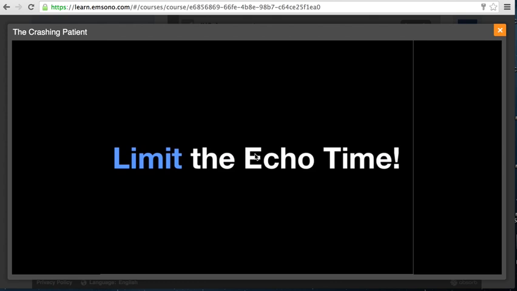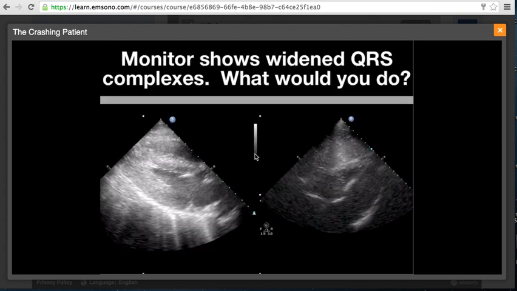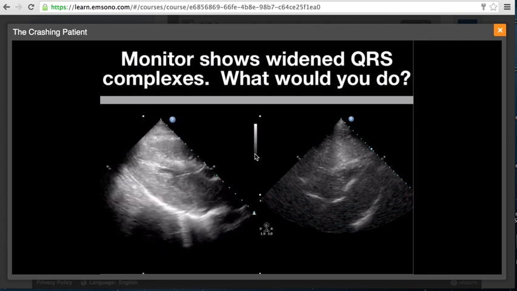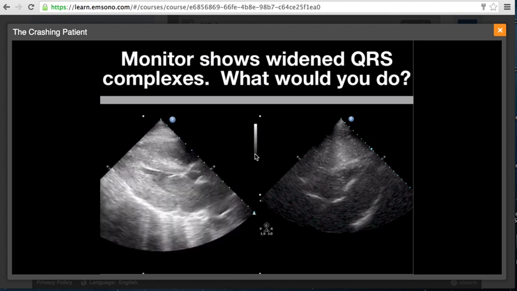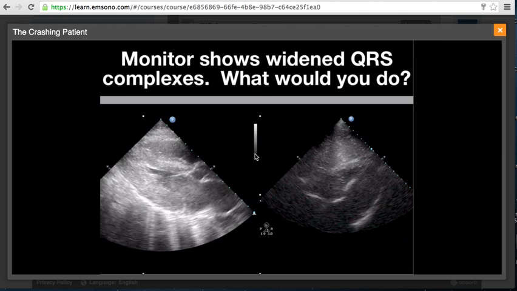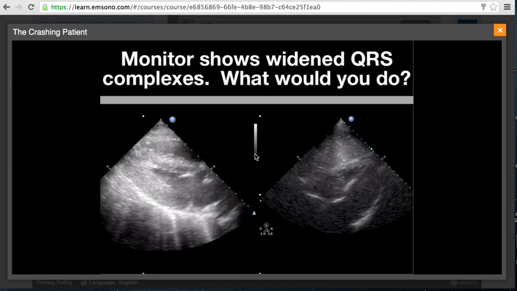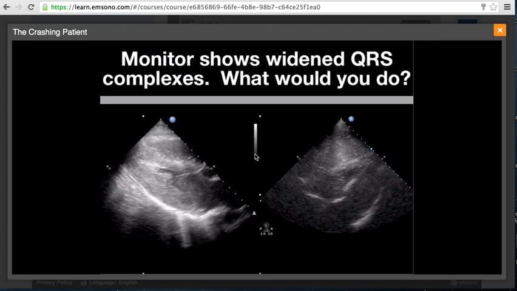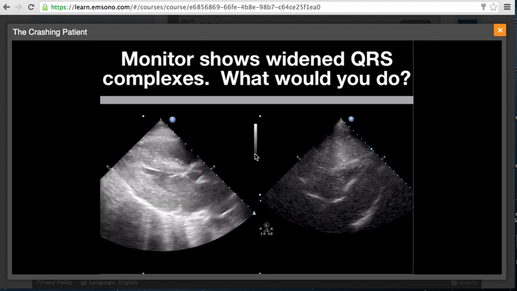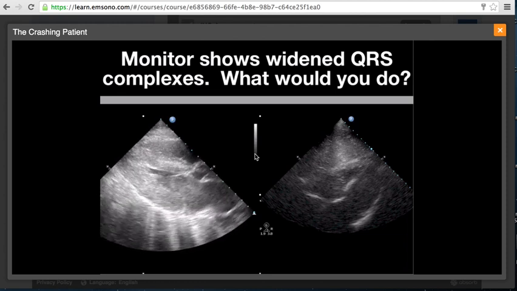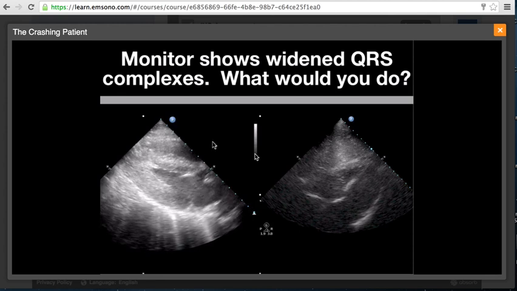Here's a patient that comes in. EMS has been doing ACLS protocol on the patient. The patient had no return of spontaneous circulation out in the field. When the patient is brought in, you look at the monitor and you see that there are wide complex rhythms and a rate in the low 40s. You perform a focused echo, and this is what you see.